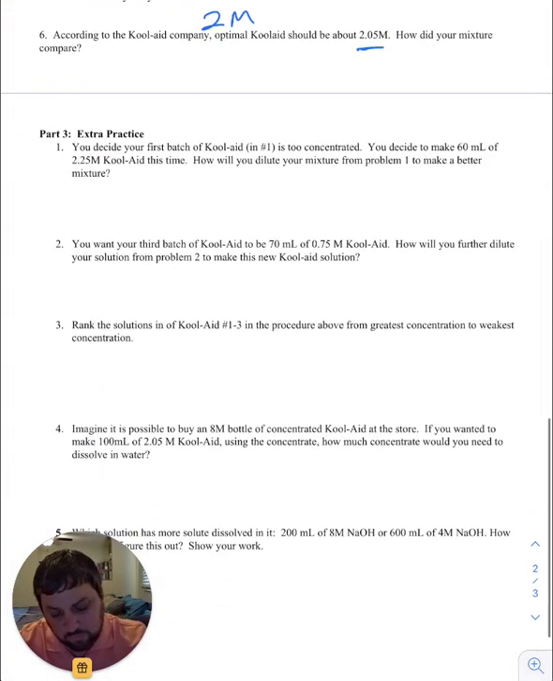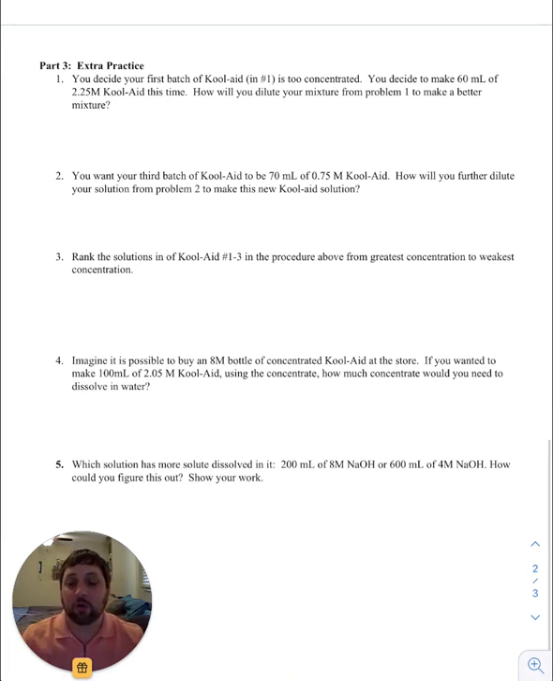So for now, our extra practice, although it says extra practice, it is still part of the assignment, okay? So this is for you to get better, for you to have some practice problems, to learn this material a little bit better. So let's look at number 1. So number 1, you decide your first batch of Kool-Aid is too concentrated. You decide to make 60 milliliters of 2.25 molar Kool-Aid this time. How will you dilute your mixture from problem 1 to make a better mixture?